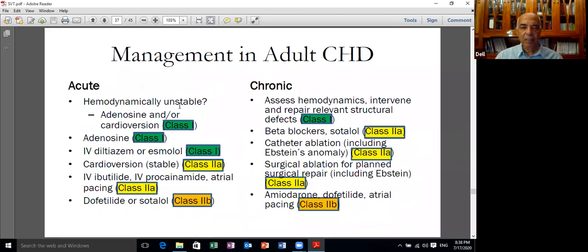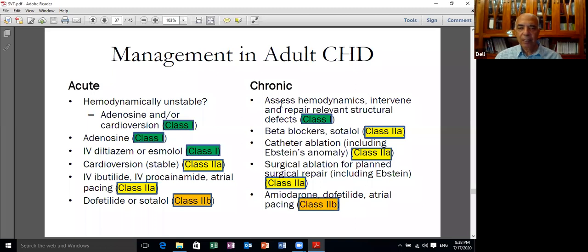Again, if the patient is unstable hemodynamically, cardioversion or adenosine if possible. If it doesn't work, you go to intravenous beta blockers or intravenous diltiazem. If not, then you go to class 3. As you see here, we don't include class 1C because these are patients with structural heart disease, and 1C is contraindicated in patients with structural heart disease. So you move from cardioversion, adenosine to beta blockers and calcium antagonists to class 3.